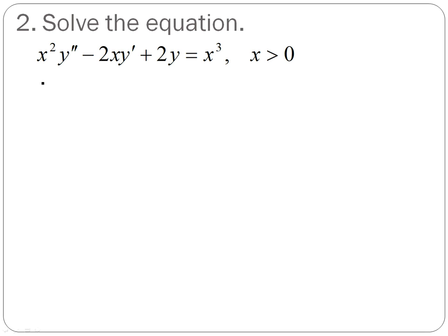Here we have a second order Cauchy-Euler equation. Notice that our second derivative term is multiplied by x squared. Our first derivative term is multiplied by x. The non-derivative y term is not multiplied by a function of x at all. And this equation is non-homogeneous.